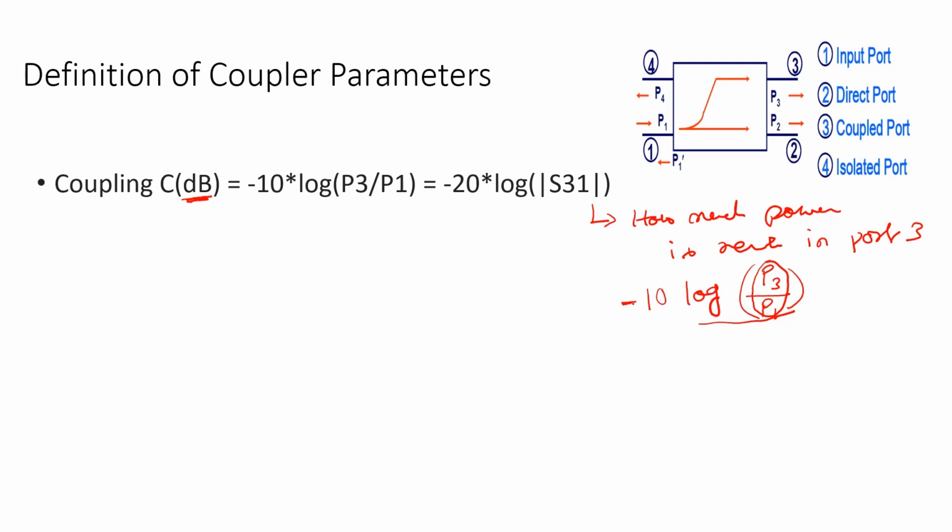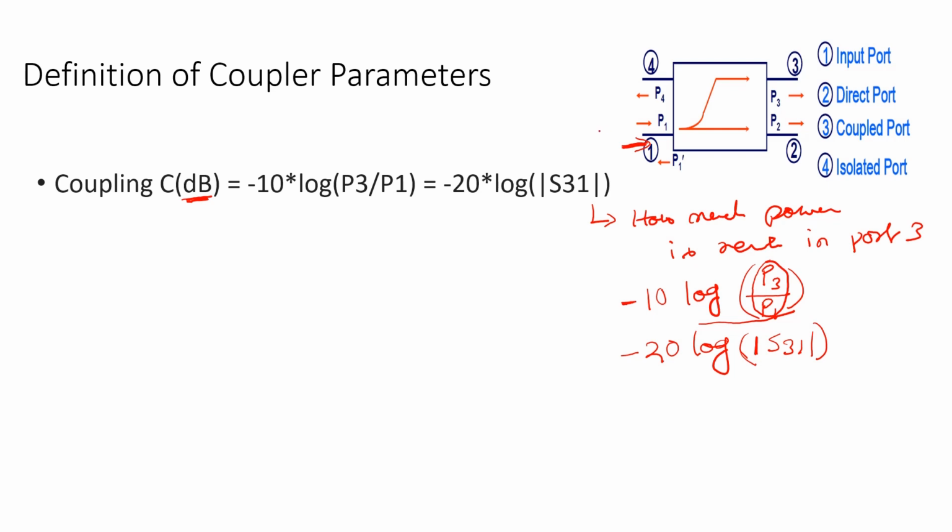I think these things are clear already, because in the last video also I have explained it many times. And because it's power, it's 10, and if it is in S parameter form, then it will be 20. I think you know why. If you don't know, then I suggest you see my previous videos also. And it is the magnitude of S31. Now why S31? Because I am considering port 1 as my input port.